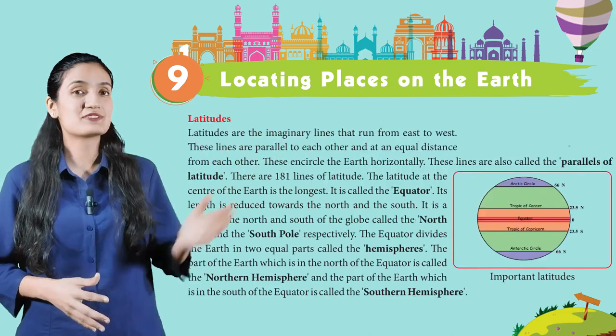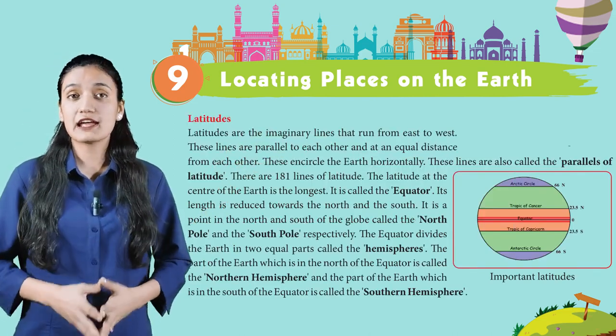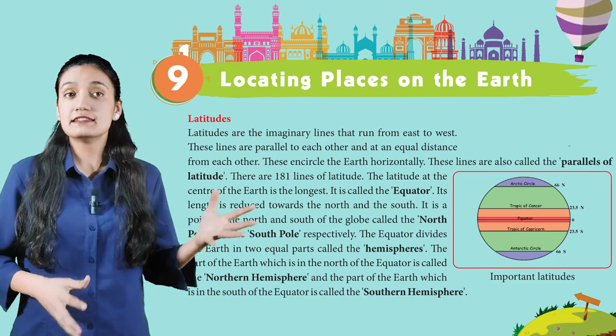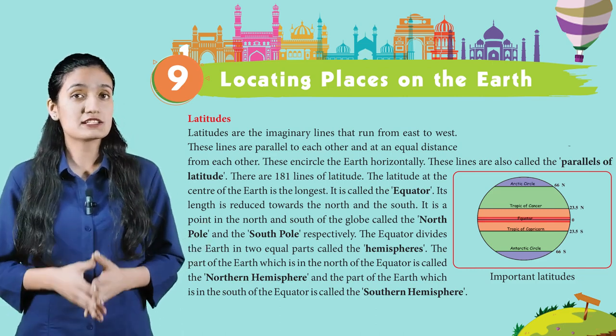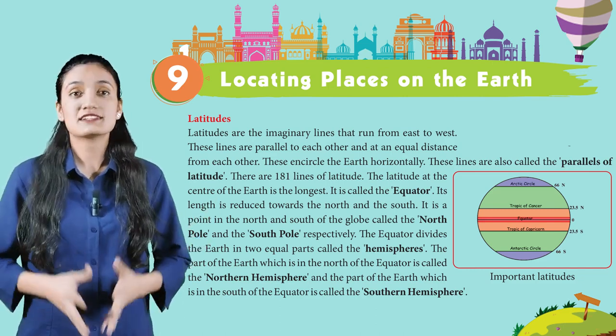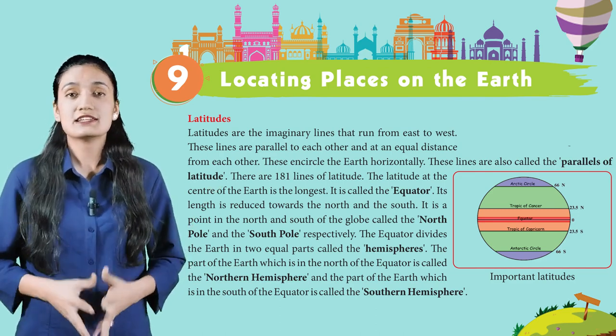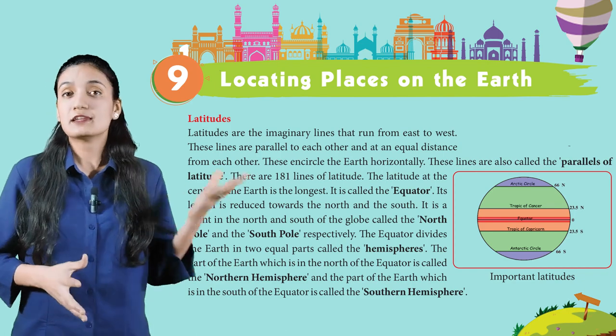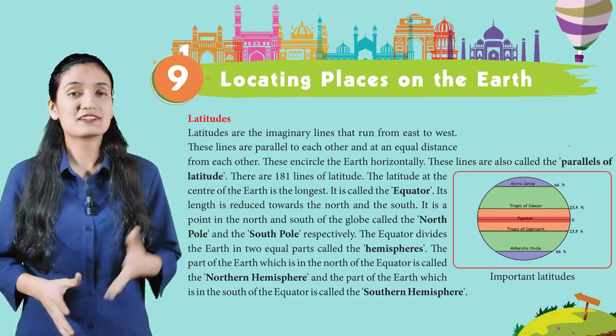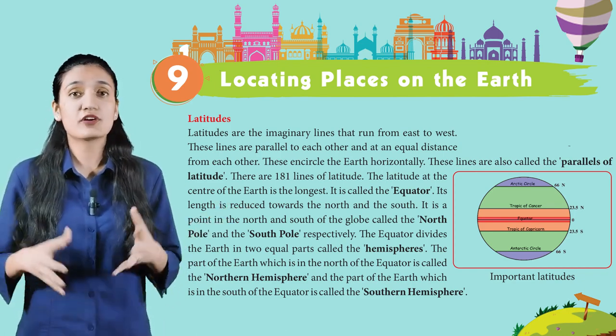Now, latitudes. Latitudes are the imaginary lines that run from east to west. These lines are parallel to each other and at an equal distance from each other. These encircle the earth horizontally. These lines are also called the parallels of latitude. There are 181 lines of latitude.